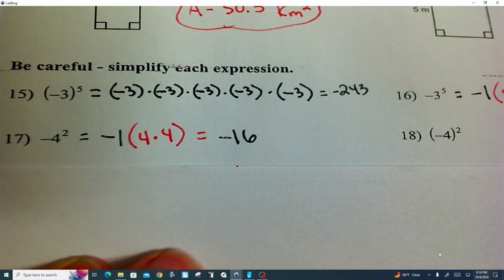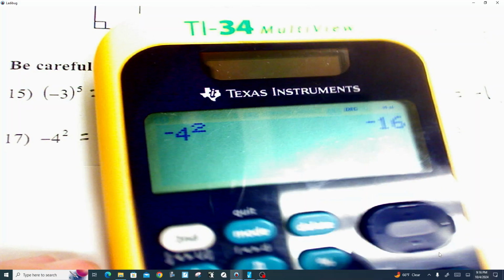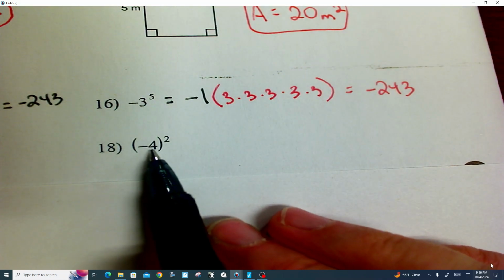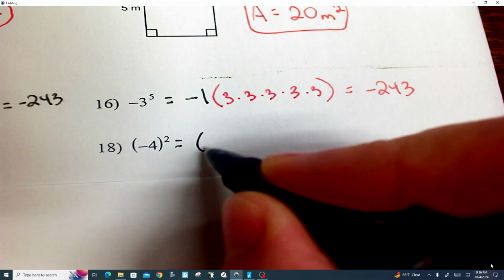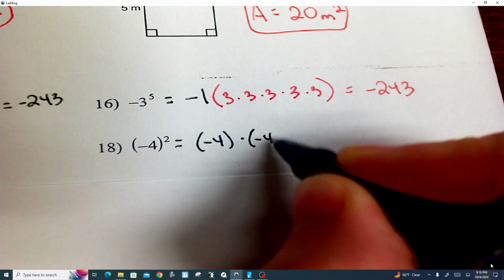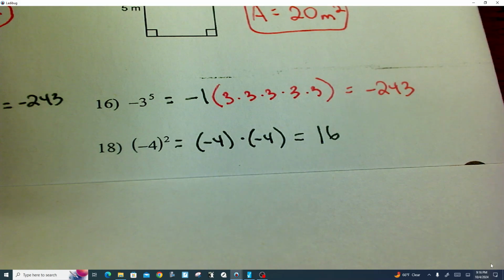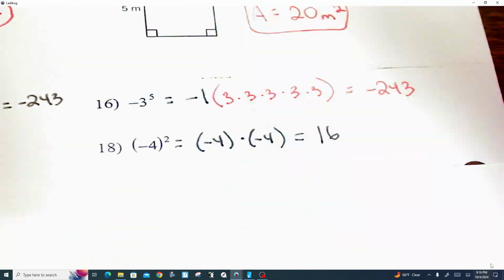Let's go check that on the calculator just to make sure, though. Yep, -16. So let's come over here and let's see how this plays out. Now, because the parentheses are around the -4, that means that the -4 is going to be repeated by this exponent. So it's truly -4 times -4. Well, negative times negative is positive. And let's go and try this with the parentheses. -4 inside the parentheses, outside we have the second power. Sure enough, it's positive 16.